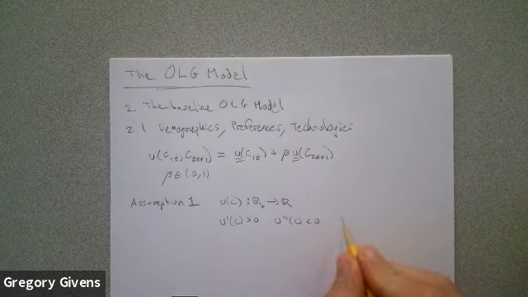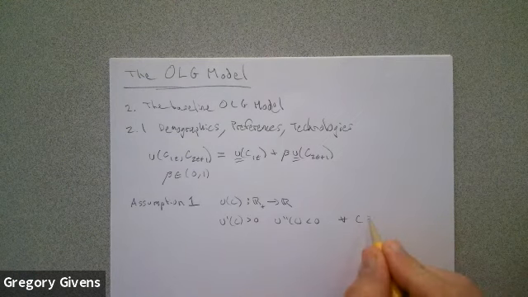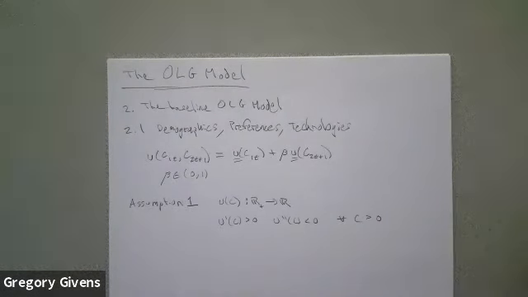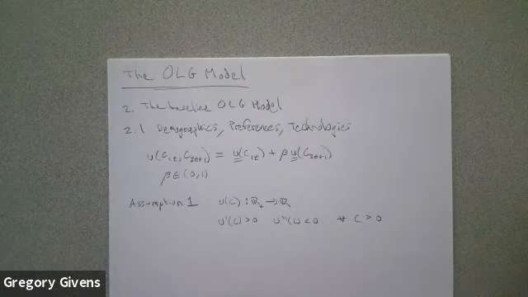And this is true for all C in the interior of its domain, so all positive values of C. That's the only assumption you need to recall for the OLG model. So utility is continuous, differentiable, first derivative is positive, second derivative is negative.